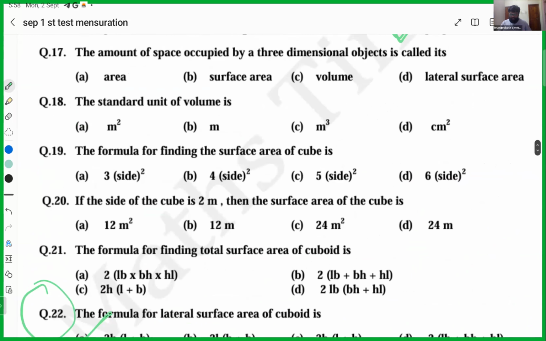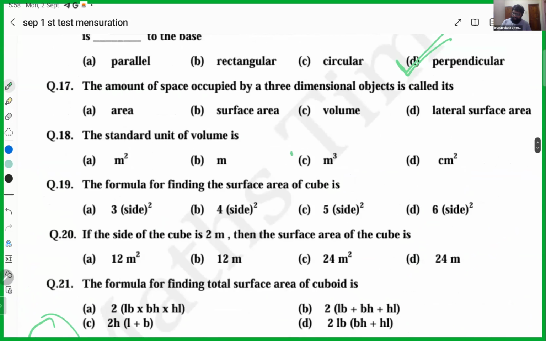Hey, we didn't discuss this. Sorry. So the standard unit of volume is meter cube. The formula for finding the surface area of a cube is, sir, actually it is 6 side square, but it's showing it as wrong. Yes, sir. So the answer key for this will also be changed. So 6 side square is the answer for this.